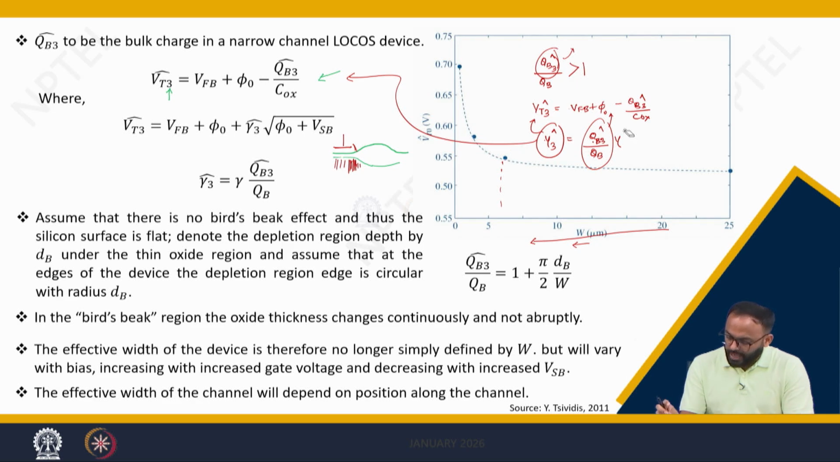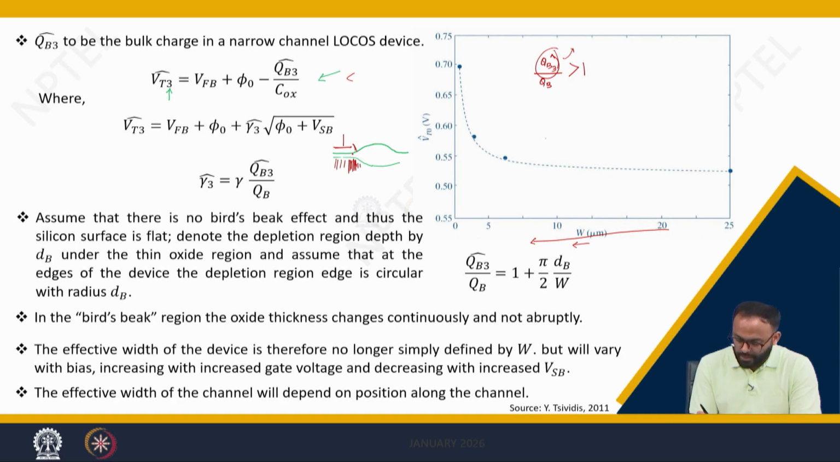Now how can we calculate this QB3 by QB ratio, as we have also done in our previous analysis on STI and the short channel effect? Let us do some simplification. With this bird's beak view, I am just considering, so if you closely see, this will look like this, right.